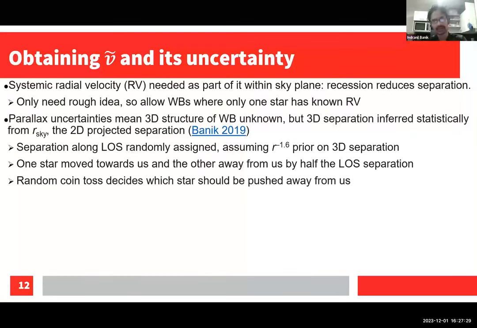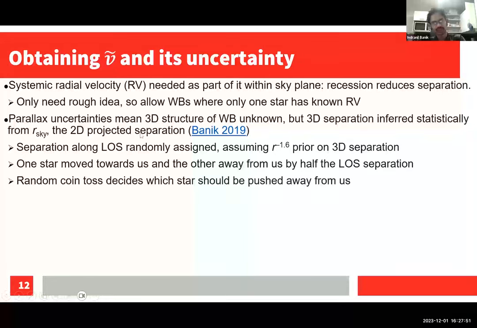The other thing is that you don't really know which star is closer to us or which star is further away, because the Gaia trigonometric parallaxes aren't accurate at the kilo-AU level. So what we do is we randomly assign the separation along the line of sight as a ratio to the 2D projected separation R sky. This is done assuming an R to the minus 1.6 prior, because that's basically what the wide binaries seem to be following.